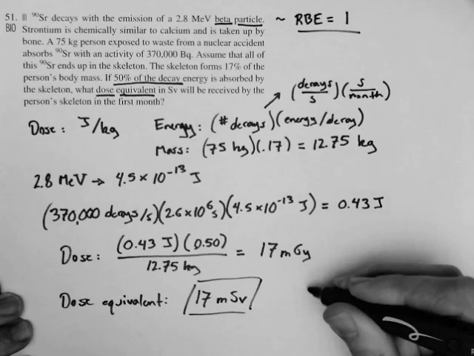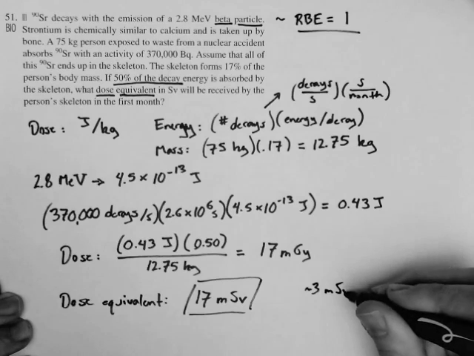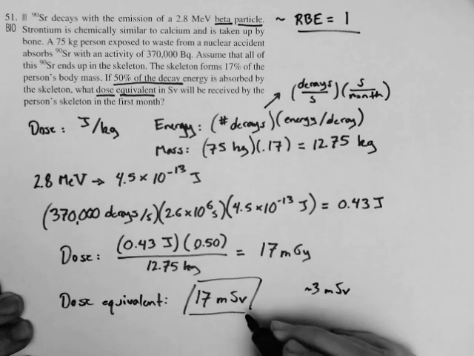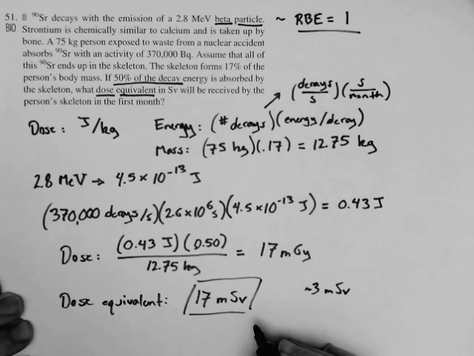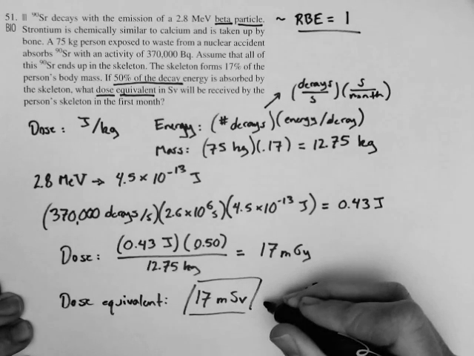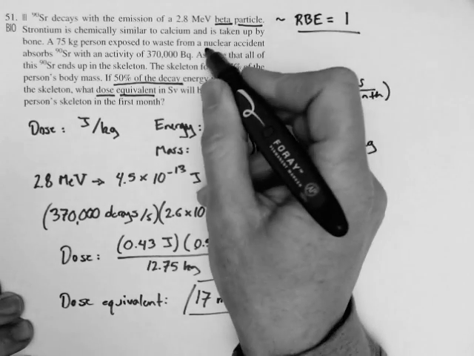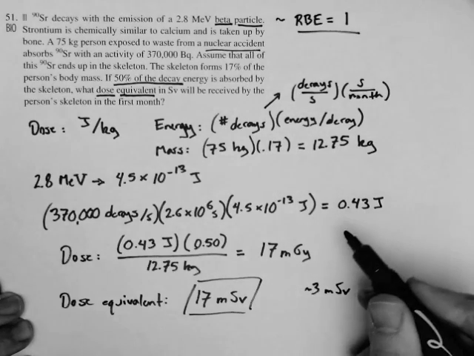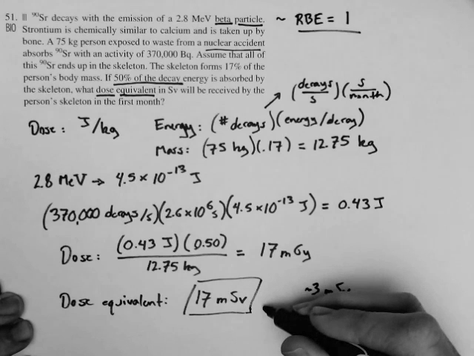Now remember, it's about 3 millisieverts per year as a typical dose that a person gets from natural sources. So 17 millisieverts is a significant dose. That's 6 times the yearly dose concentrated in the skeleton. So this is kind of a big deal, but we expect that to be true. This was a person who was exposed to waste from a nuclear accident. So we're anticipating this is going to be a difficult situation. And in fact, that's about what we find. So our answer seems reasonable.